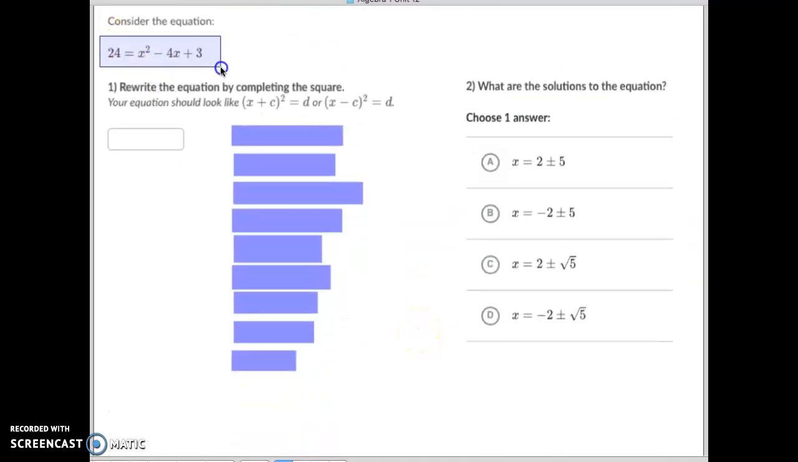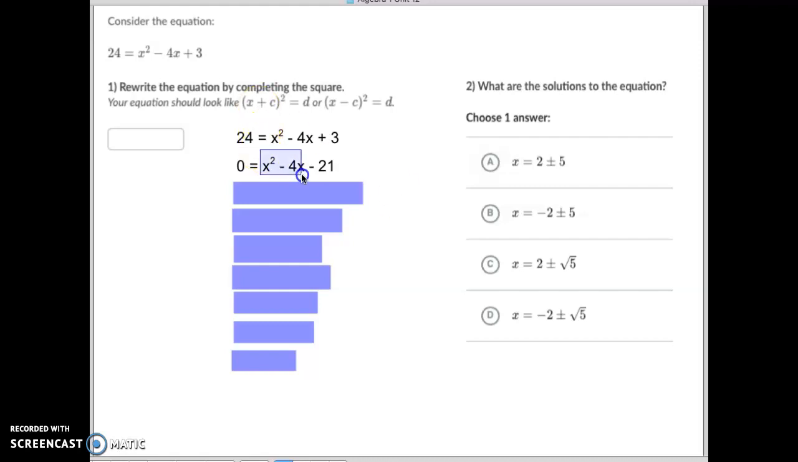Again, here's our opening equation right there. 24 equals x squared minus 4x plus 3. So I'm just going to copy that down right there. And we're going to start solving this. So the first thing is we need this side to equal 0. So I will subtract 24 from both sides. And there it is right there. X squared minus 4x minus 21.